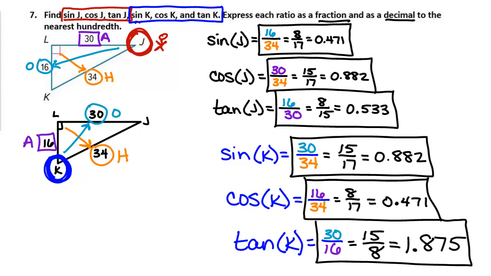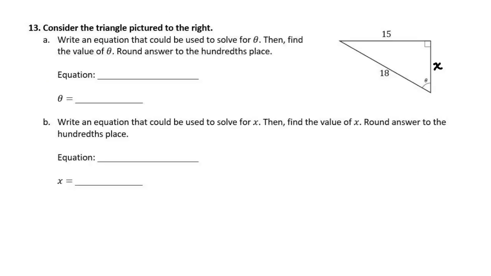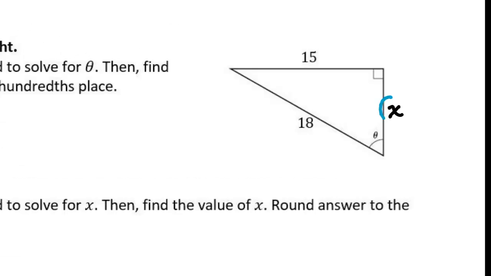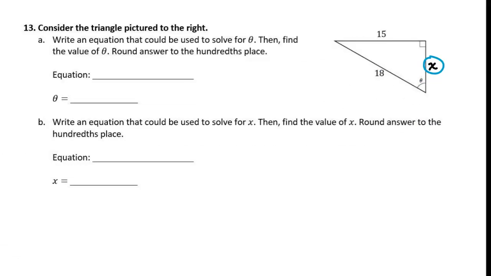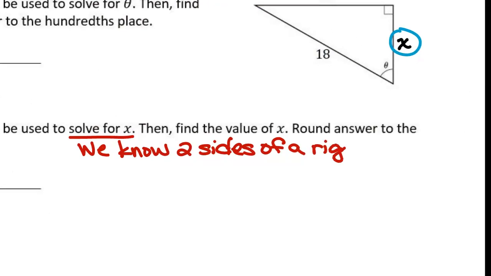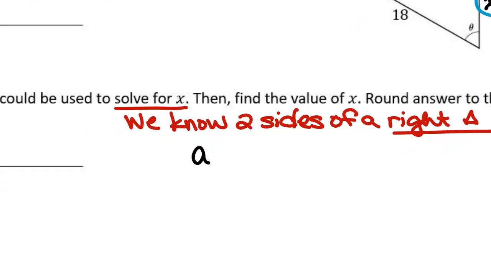Number 13b. Oh, here we go. No, I went right past it. Number 13, part B. So for part B, where we are looking for x, we know two sides of a right triangle. How do you find the third side if you know two sides in a right triangle? Close. That's for my angles. For my sides, we have to use Pythagorean theorem.